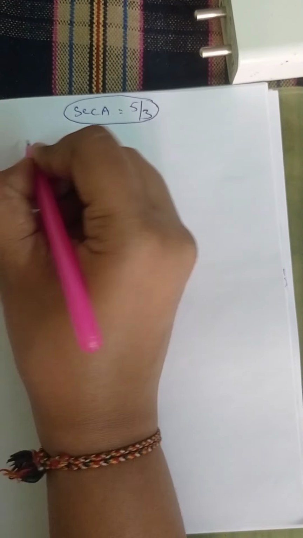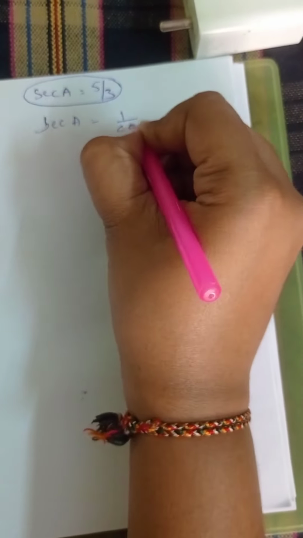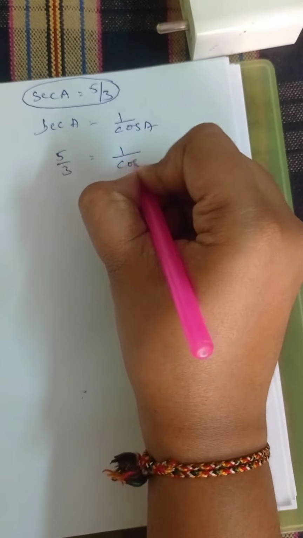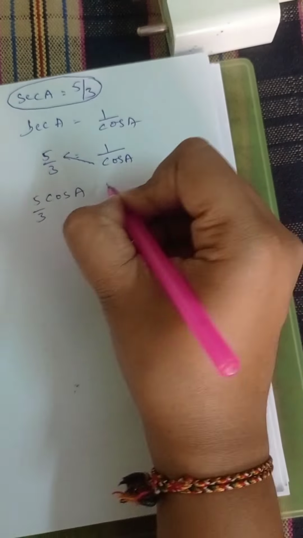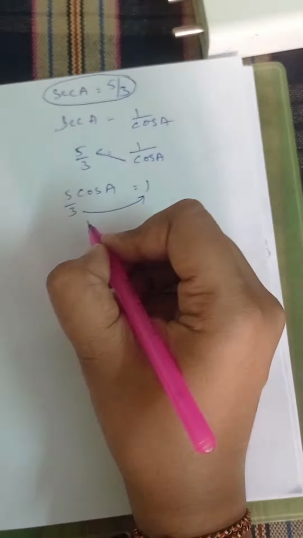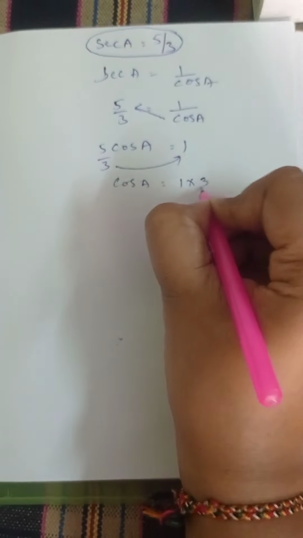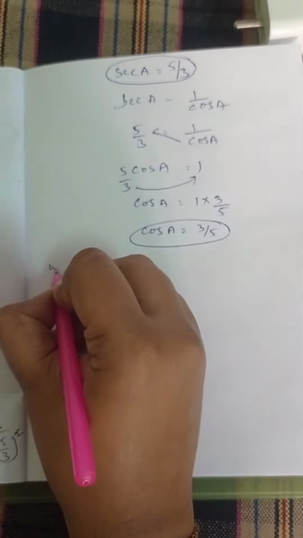So next, secant A is equal to 1 by cos A, right? So secant A is 5 by 3, 1 by cos A. Cross multiplying it, 5 by 3 becomes reciprocal. So 1 into 3 by 5. Cos A is equal to 3 by 5.